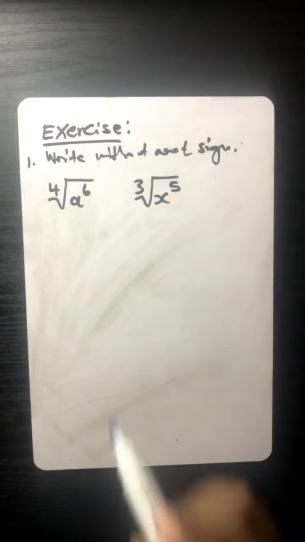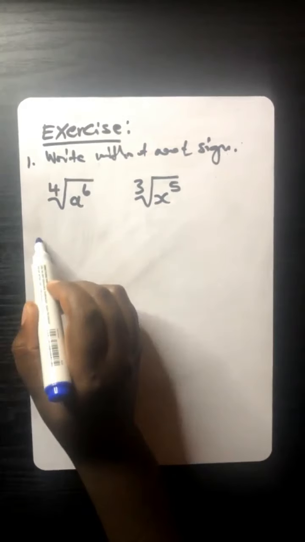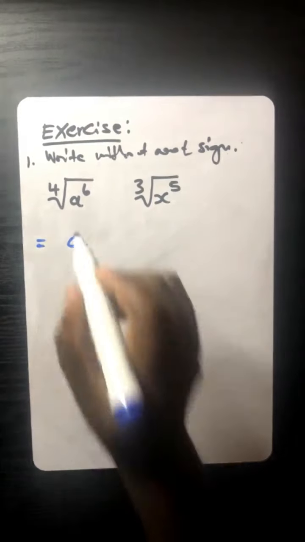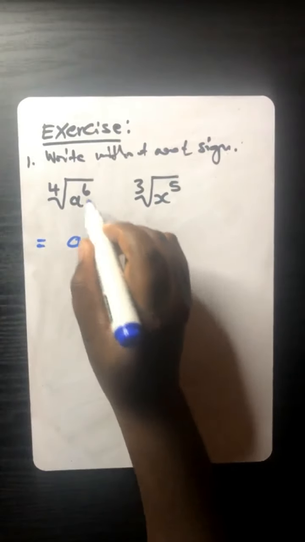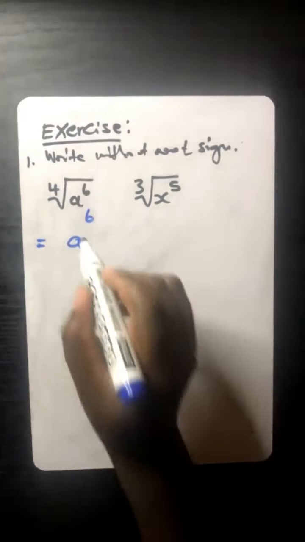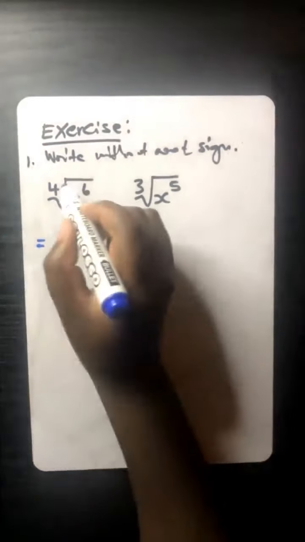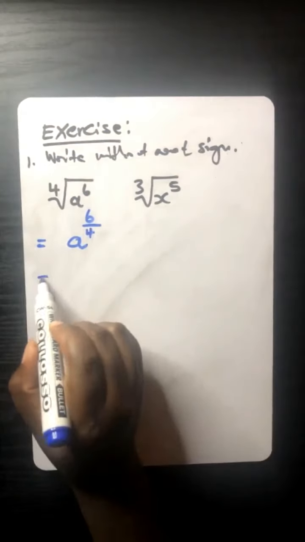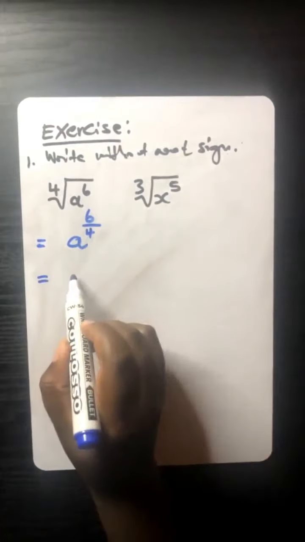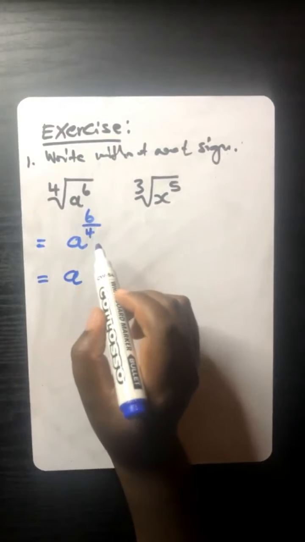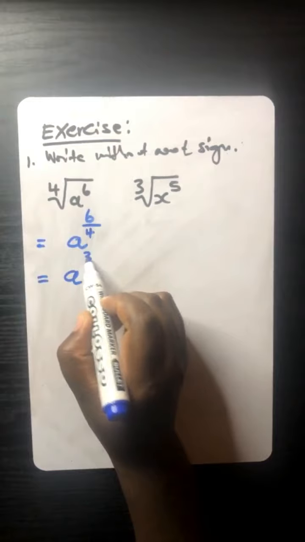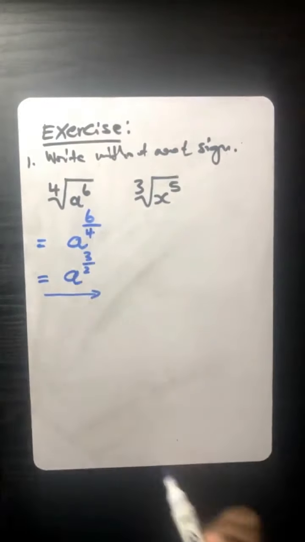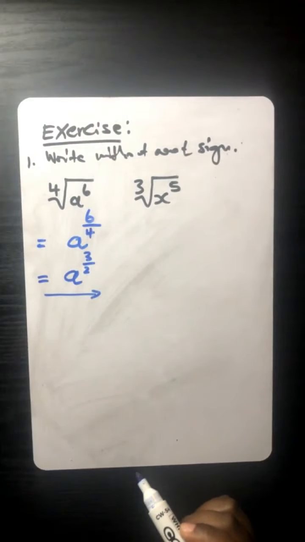Obviously, for this one, I'm going to have the base a. The exponent is going to be that 6 over there, divided by whatever that is there, which is 4. So can you see? You can further simplify that one. 6 over 4, what is it, guys? Is it 3 over 2? I think it's 3 over 2. So that means this is where it ends. You've written it without the root sign.